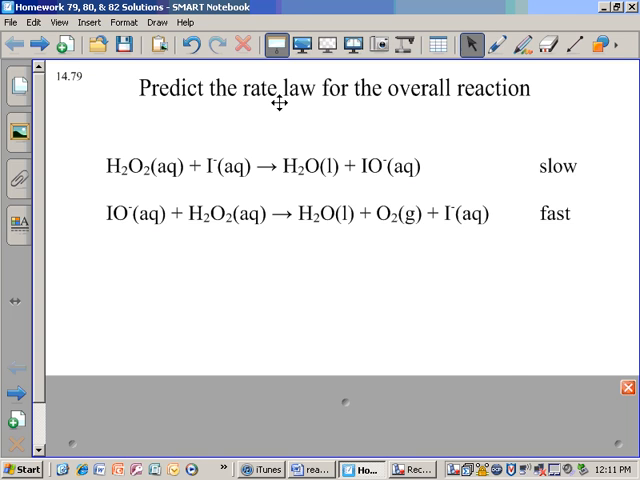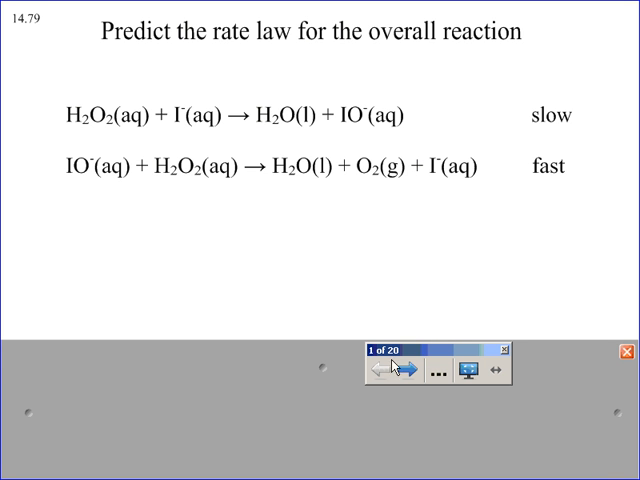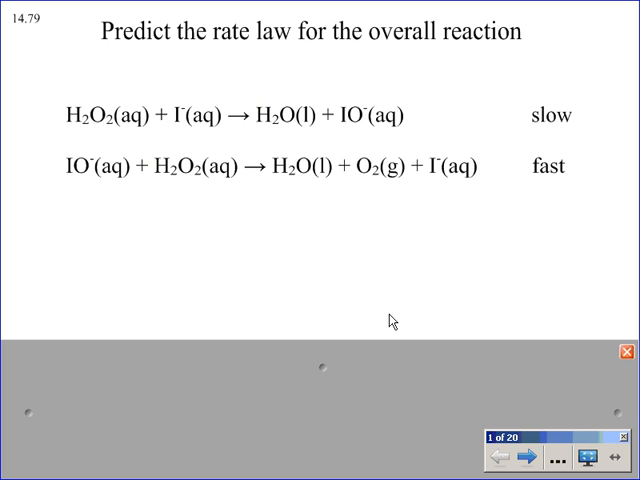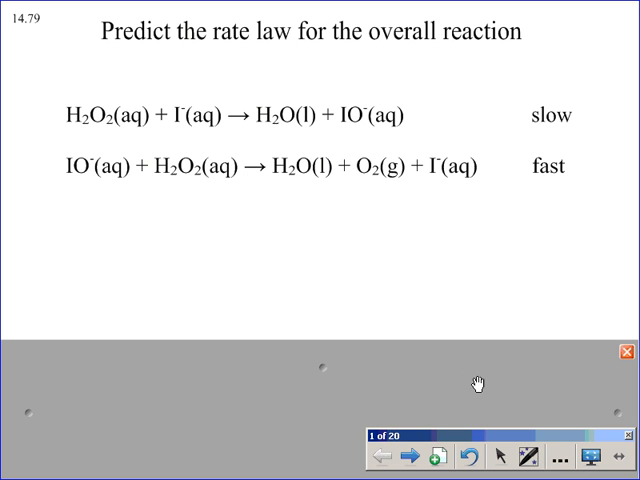All right, problem 1479 gives us a catalyzed reaction, and it asks 3 questions about it. First one is just to predict the rate law for the overall reaction. Well, since the rate law happens to be dependent upon the slow step, all I have to do is find it, and that means that it's going to be based on these 2 components.